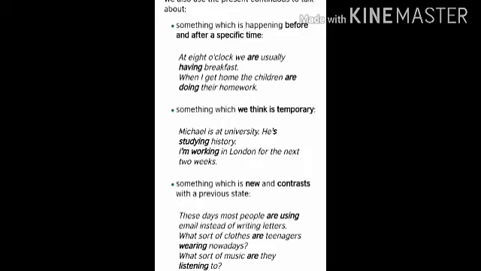Next we have, I am working in London for the next 2 weeks. I am writing a book these days. So here we get to know what someone is doing temporarily and not necessarily at the moment of speaking. And next we have examples. These days, most people are using email instead of writing letters. What types of clothes are teenagers wearing nowadays? That means we use this tense to talk about what is in fashion.